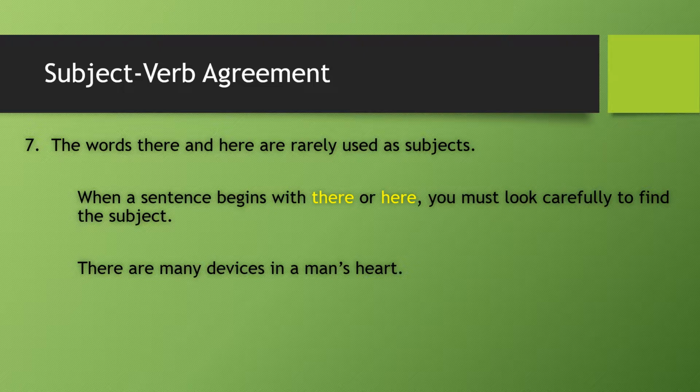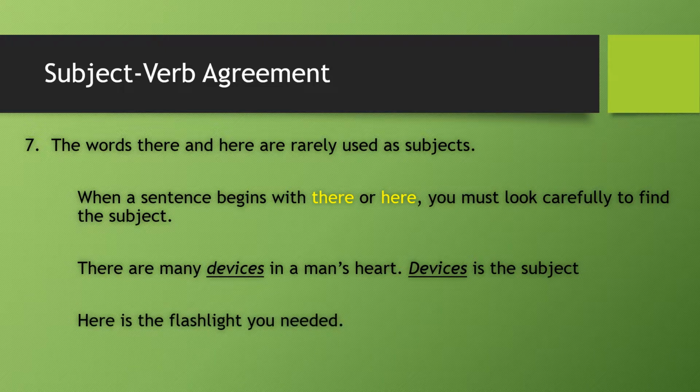In this sentence, we have to look at what the sentence is about. This sentence is about devices. So, devices is the subject. There are many devices in a man's heart. So we have devices as a plural subject, and are is the plural verb.